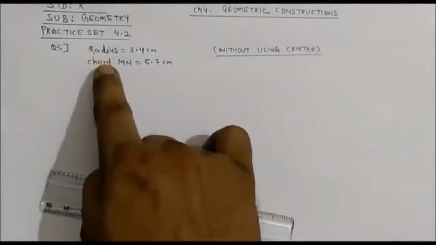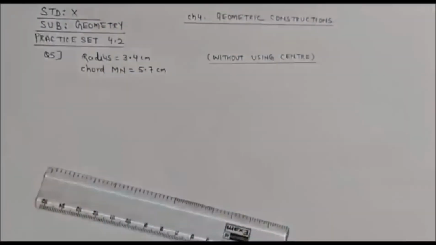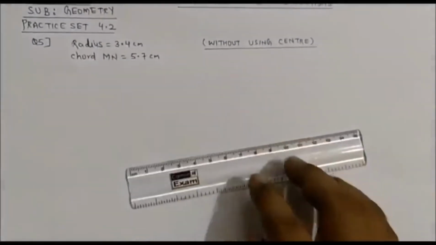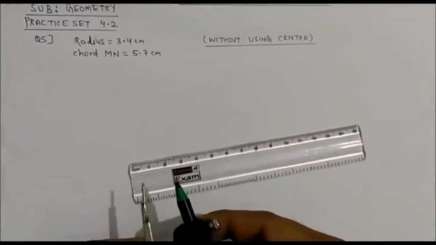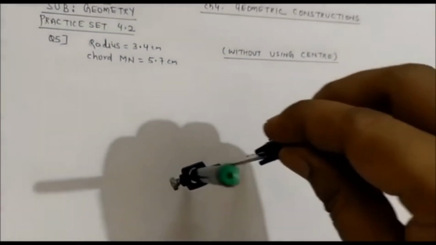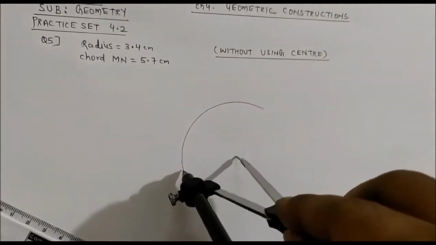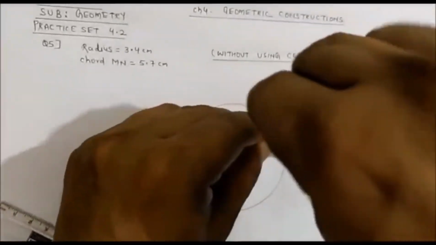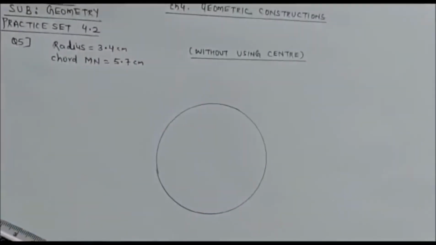First step, we'll draw one circle with the radius 3.4. We'll take the radius 3.4 centimeter. So see students, you can take the radius 3.4 centimeter and we'll draw the circle first. Draw the circle with the given radius.